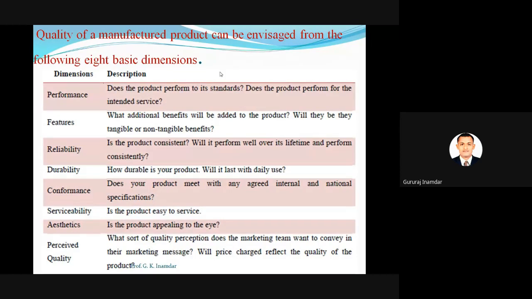Okay, conformance is again confirmation or guarantee, we can say that. Does your product meet any agreed internal and national specifications? Okay, so whether the guidelines given by international organizations or state level are followed by that product. Suppose we take the example of automobiles. Whether the automobiles are following the rules and regulations of pollution.